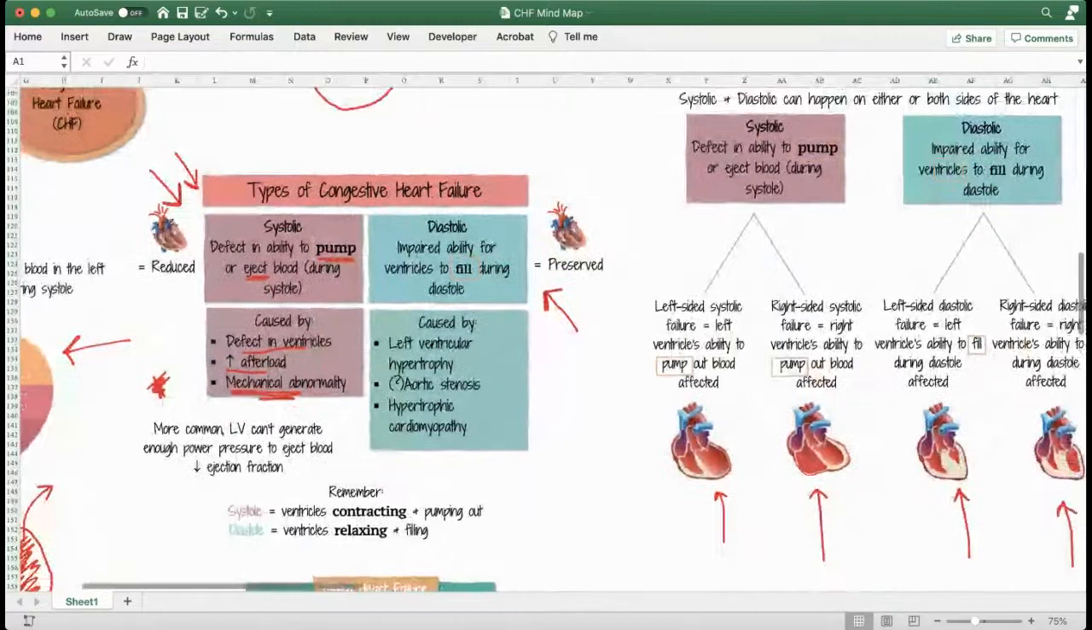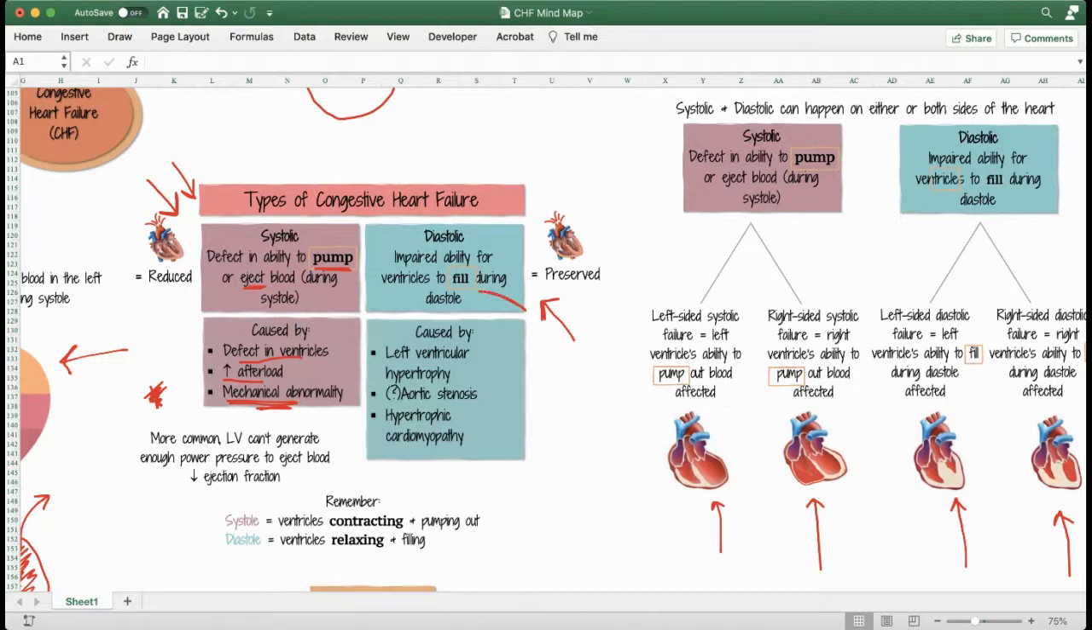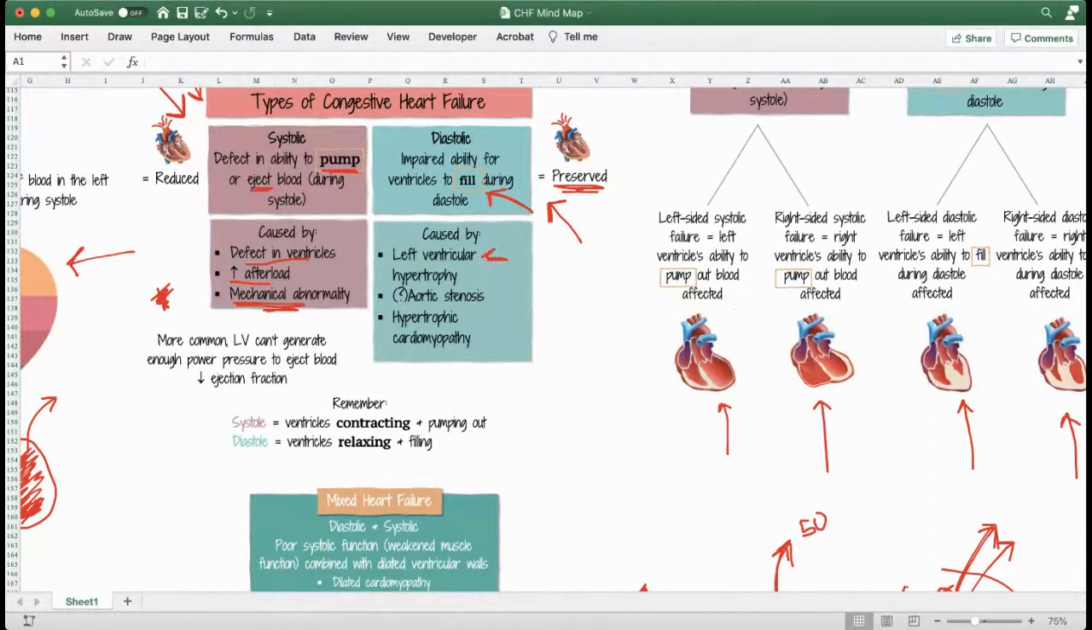And then with the diastolic, we're talking about the problem with filling. It's during diastole. What happens during diastole? The ventricles fill up. So your left ventricular ejection fraction is actually moot. It doesn't even matter at this point. It'll be normal, but you're only pumping out half the amount you normally are. Often this is caused by exactly what I drew over there, which is left ventricular hypertrophy. Aortic stenosis was on your slide.